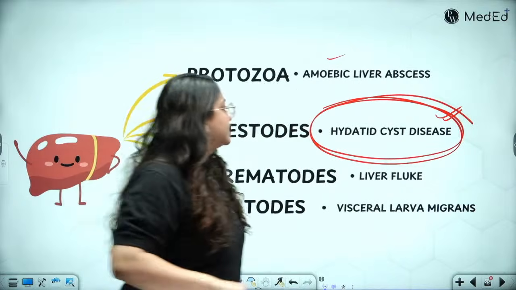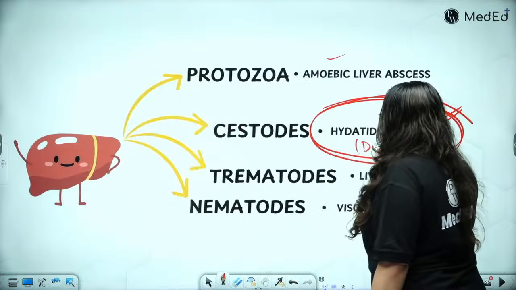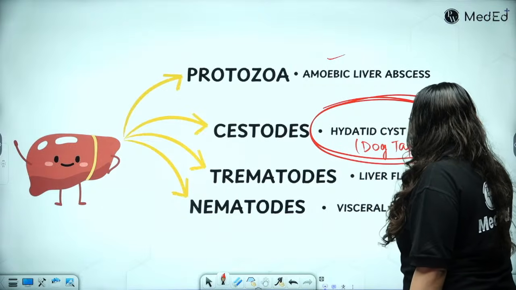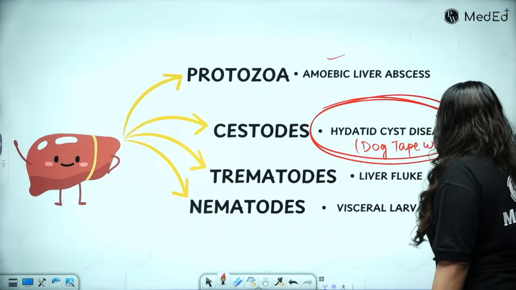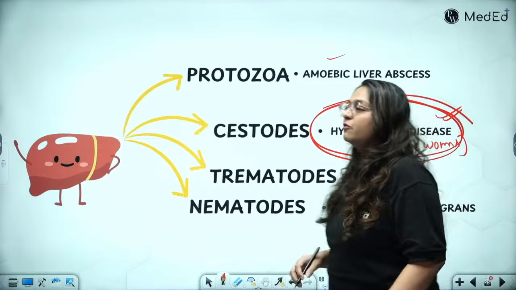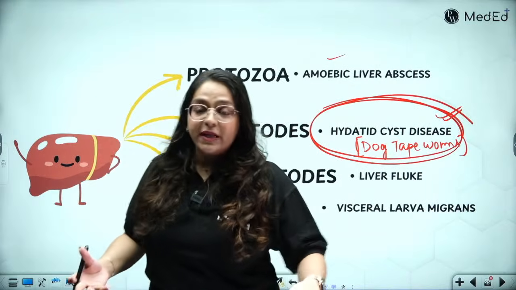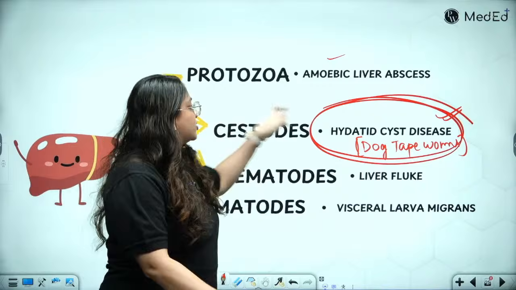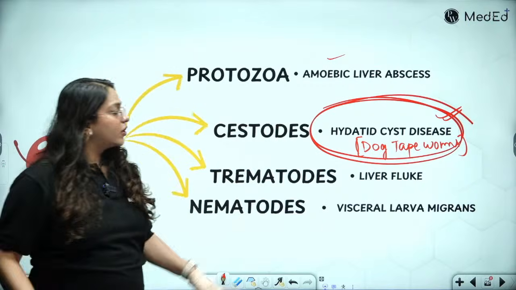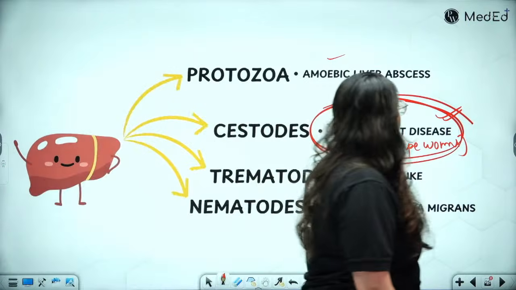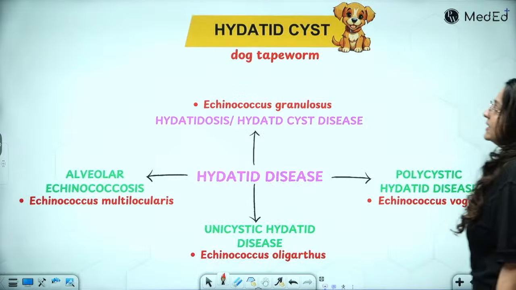Who is he? The cestode here is the dog tapeworm. You know what cestodes are? Cestodes are tapeworms. So when I say fish tapeworm, pork tapeworm, beef tapeworm, dwarf tapeworm, dog tapeworm, all of it is cestodes, right? So here who am I talking about? I am talking about the dog tapeworm, which is giving the hydatid cyst disease.